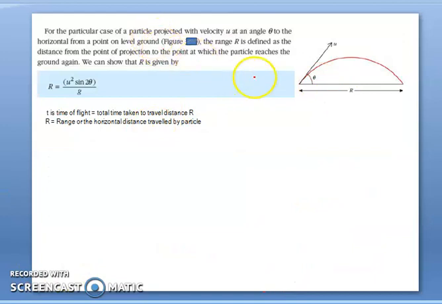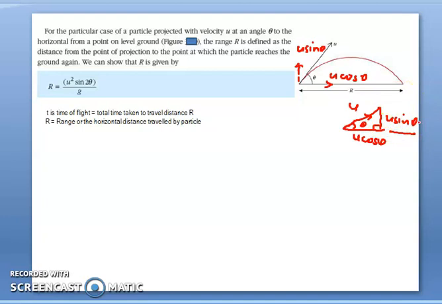Now suppose the object is thrown at an angle theta. In this case the horizontal component is u cos theta and the vertical component is u sin theta. How can we resolve it? Suppose this is u, the hypotenuse, this is theta, and this is 90 degrees. This is the adjacent side, so we write u cos theta, and this is the perpendicular, so this is u sin theta. This is how we resolve it.